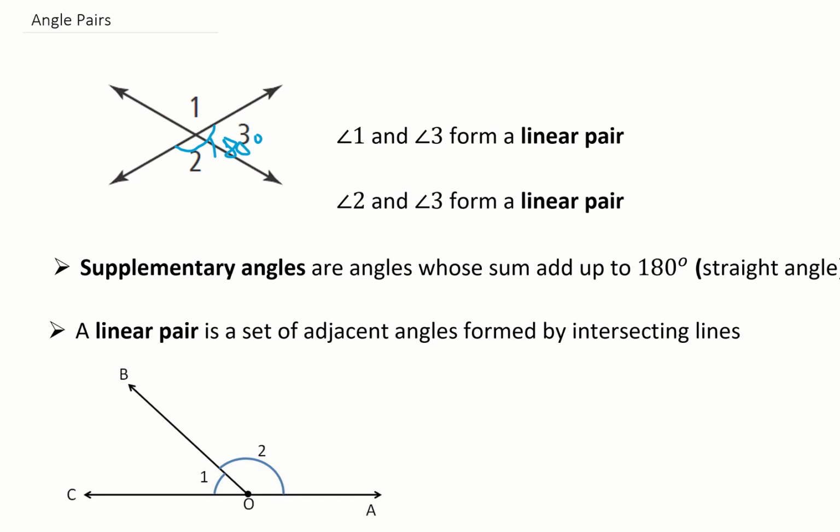You can also think of a linear pair as a set of adjacent angles formed by intersecting lines. So for example, these are intersecting lines. If you drew this straight line extended out, well then now that becomes a line, and those are intersecting lines.